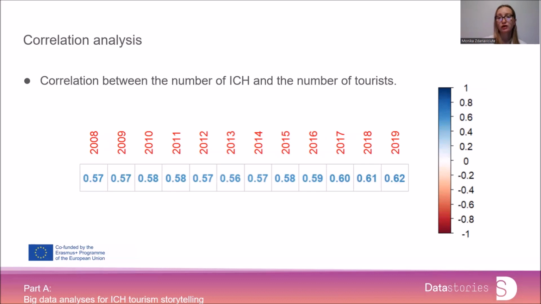First of all, we are looking into the correlation between the number of intangible cultural heritage elements and the number of tourists every year. As we can see, the correlation values vary between 0.56 and 0.62 in different years. Such a value of the correlation coefficient shows that there is a positive relationship between the number of ICH and the number of tourists.